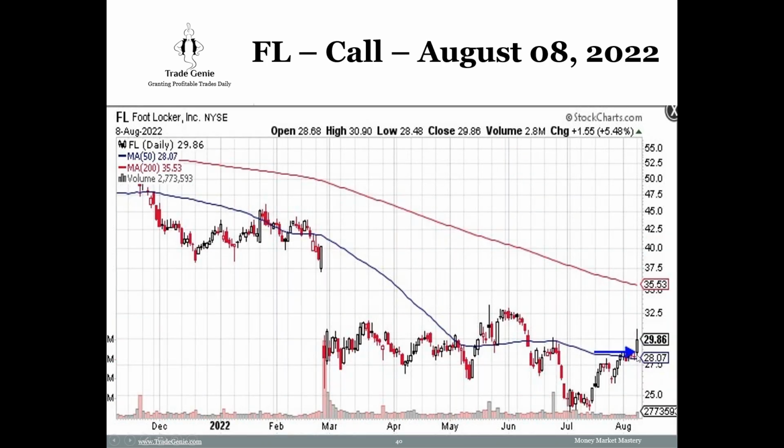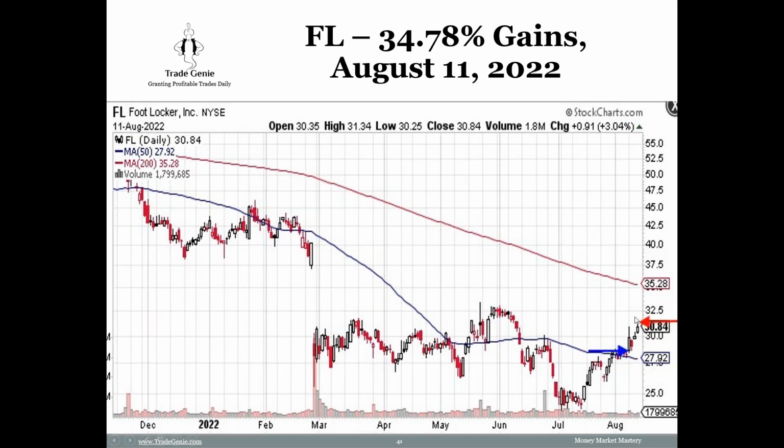Afra, Foot Locker. So this was the resistance. You see the consolidation, the resistance, and then it started to break out from the resistance. So what are the chances of Afra to go down than to go up? So I bought the call and sold into the resistance at a 35% gain at this resistance level.